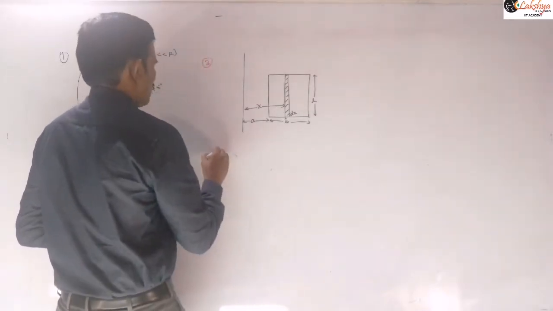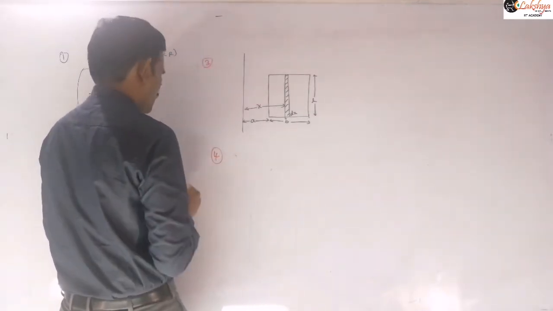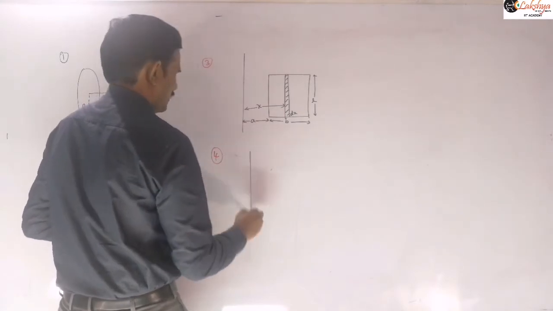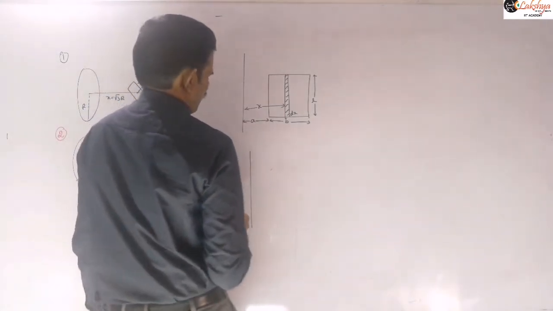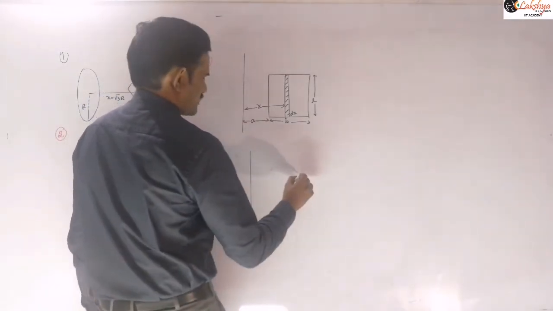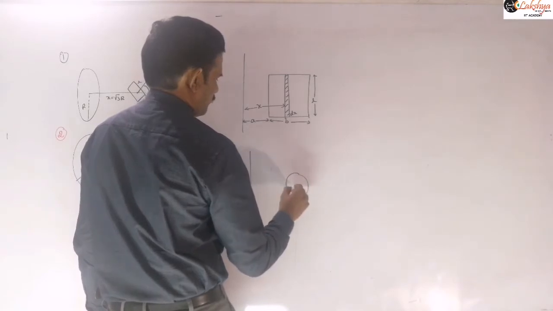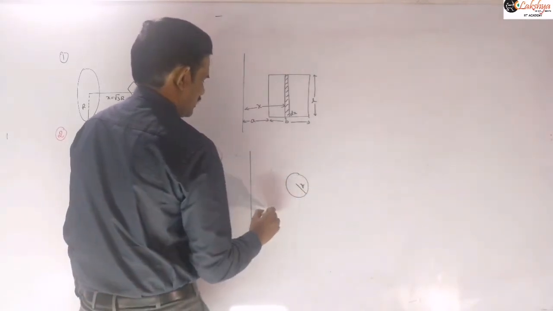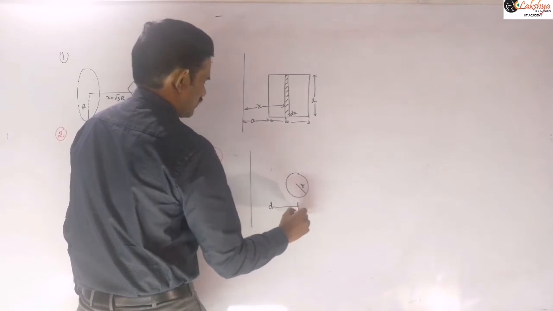In a similar way, let us do another problem. I am taking a straight wire and a circular loop of smaller radius, which is placed at a distance of d.